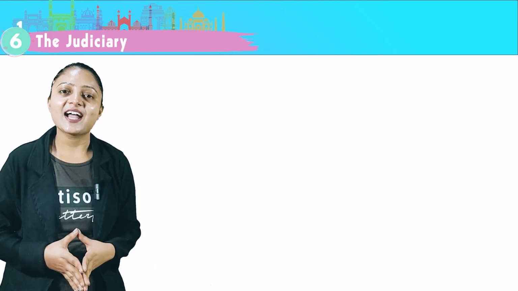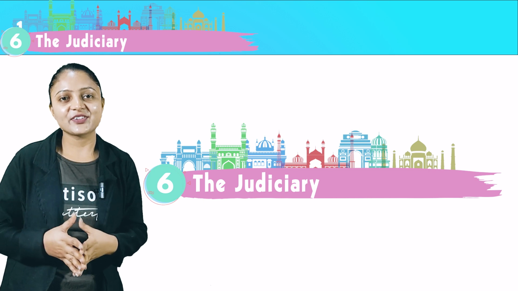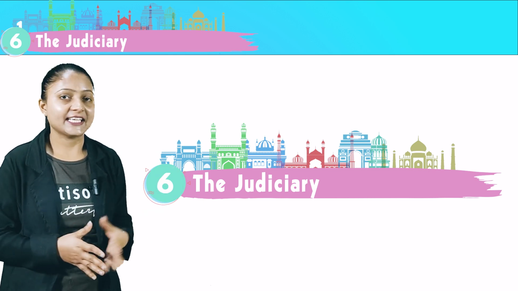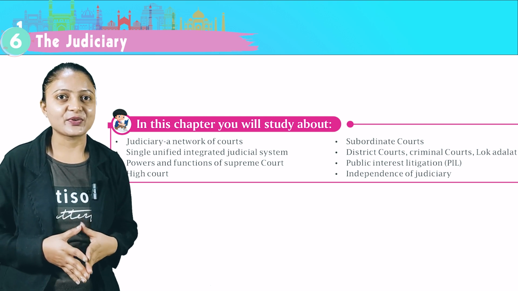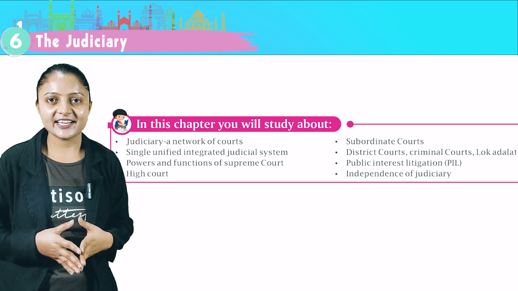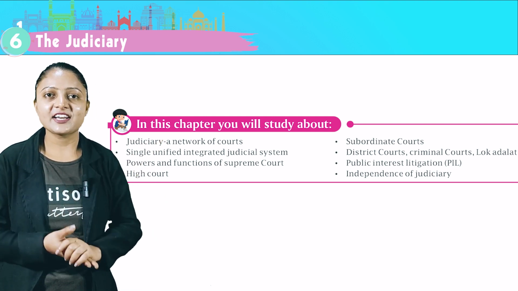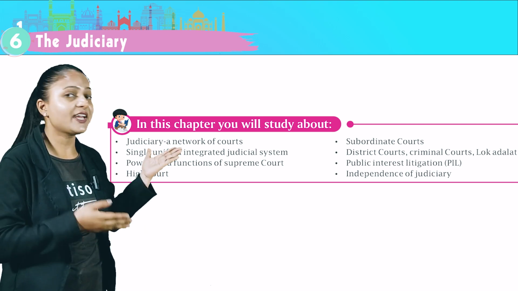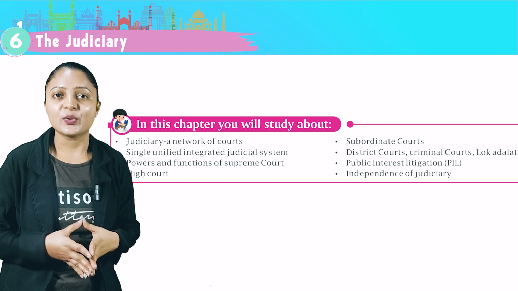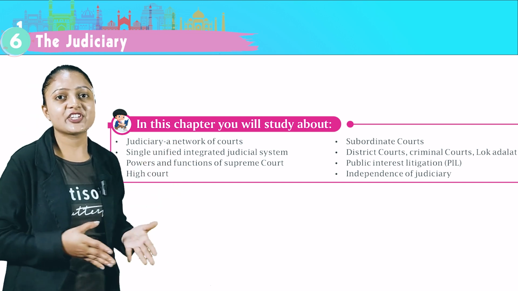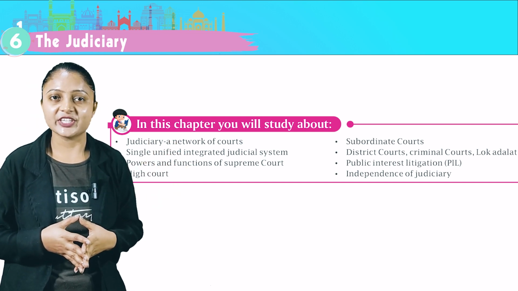We are going to start chapter 6 of our civics today, which is the judiciary. In this chapter you will study about judiciary, a network of courts, single unified integrated judicial system, powers and functions of Supreme Court, High Court, subordinate courts, district courts, criminal courts, Lok Adalat, public interest litigation, PIL, independence of judiciary.